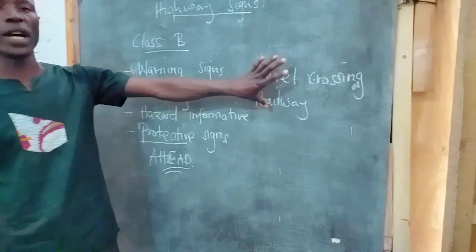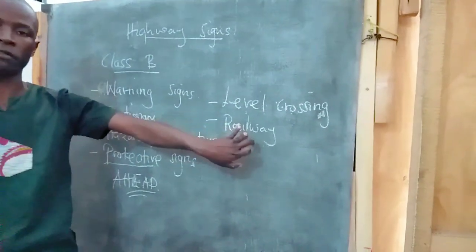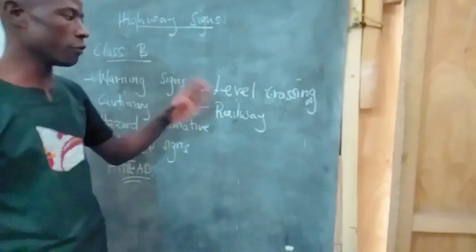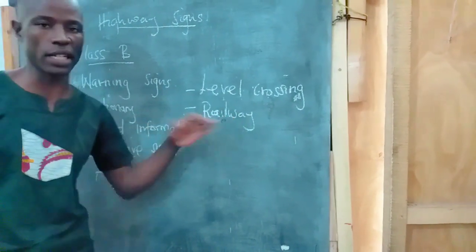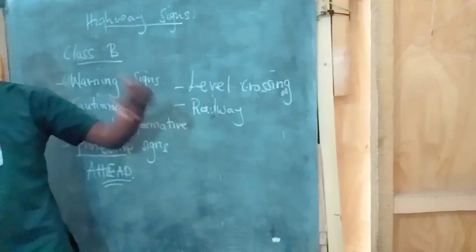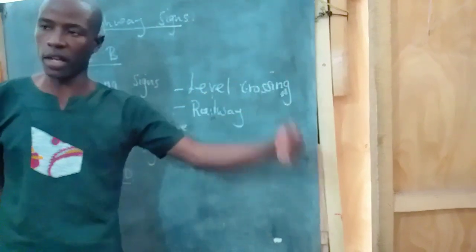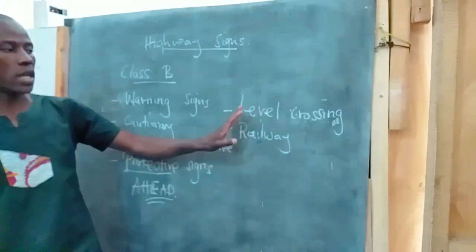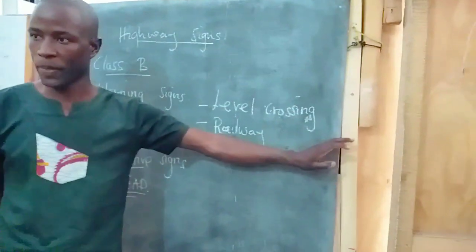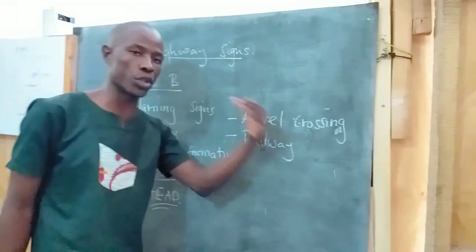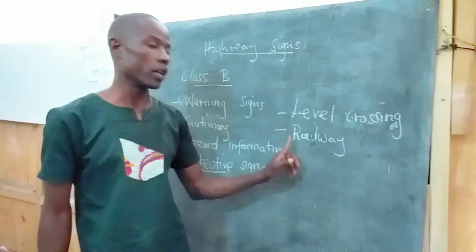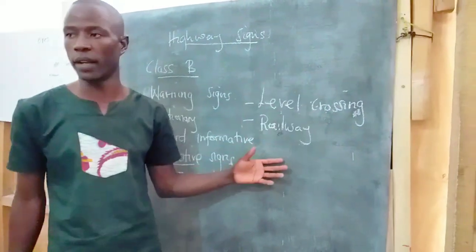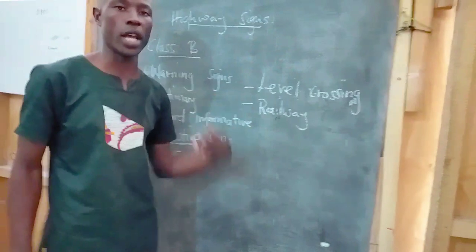Now, zote zinaitwa level ama railway. But now the difference is where they are found. The difference between a level crossing and a railway crossing is that a railway crossing is the one that crosses in rural areas. Ile inapita ushago, inaita railway crossing. Ile inapita town, inaita level crossing. So in town we shall say level crossing, but in the countryside we shall say railway crossing. So it is the same thing, but it's only where they are found.